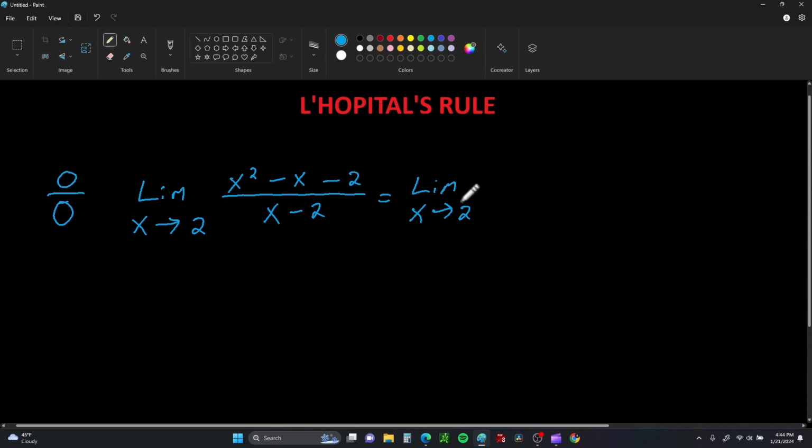So I'm going to take the derivative of the top. This is going to become 2x minus 1, first derivative. And then the bottom over here would just simply be 1, and the minus 2 would fall out. Now when I substitute in the 2, what I would get is 2 times 2 is 4, minus 1 is 3. So this limit equals 3.